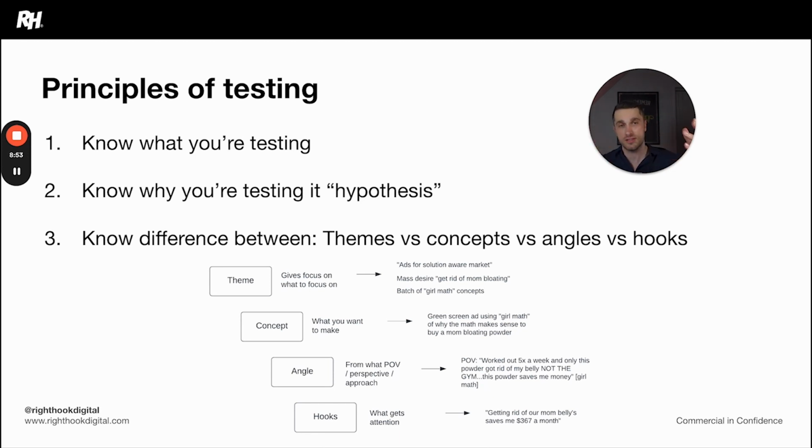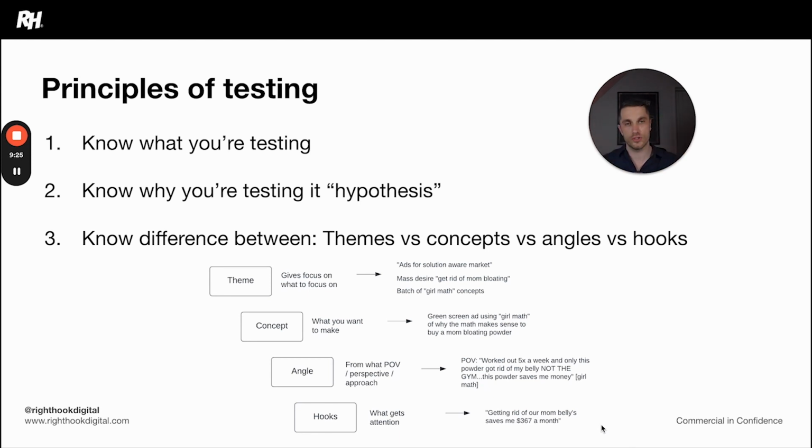Then once you have the concept, which is what you want to make, then you can come up with the angle. And the angle is from what point of view, what perspective, or what approach are you making this ad? So the point of view is a mom who works out 5 times a week, and this powder is the only thing getting rid of her belly bloat or belly fat, and this powder is actually saving her money by buying it. And then the hook, which is actually what gets attention, is what you put in the ad, which is getting rid of mom belly saves me $300 a month.